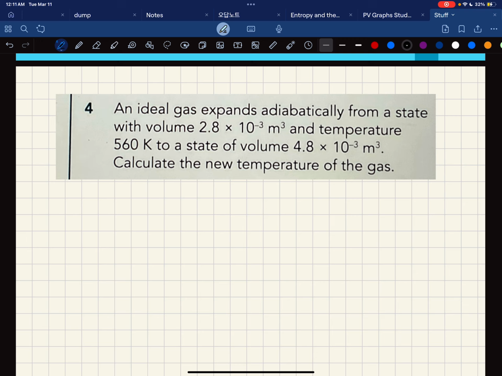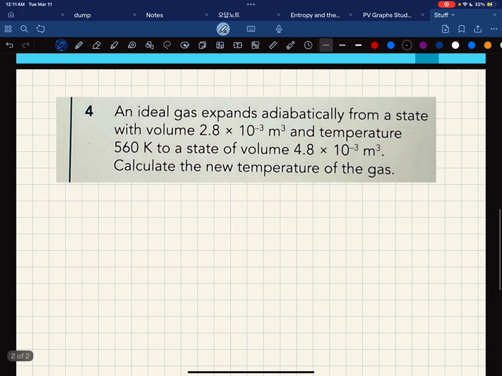So there's this rule, more like a formula, that states that TV to the power of 2/3 equals a constant for adiabatic expansion, where T is temperature and V is volume. You can use this formula to solve this question. First, I'm going to show you how I would solve this question knowing this pretty useful formula that's, I don't think, mentioned in the formula booklet. You have to kind of derive it yourself. I'm first going to solve the question and then I'll prove this equation to you guys.